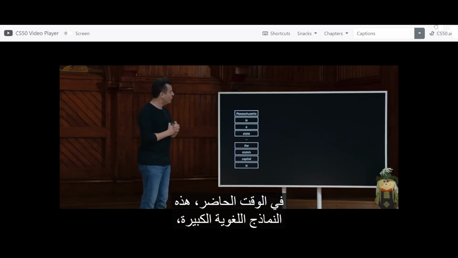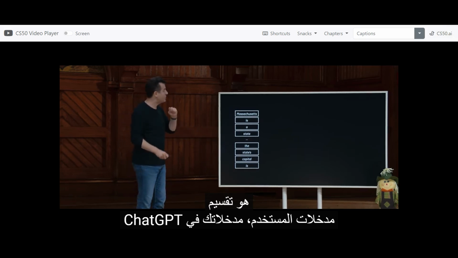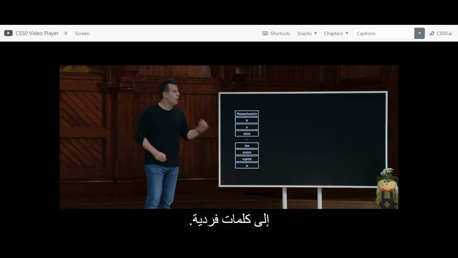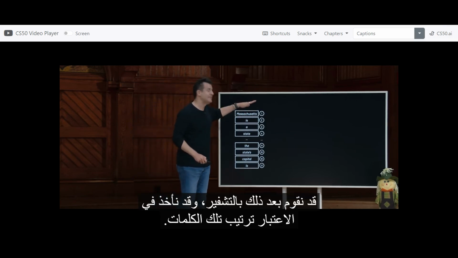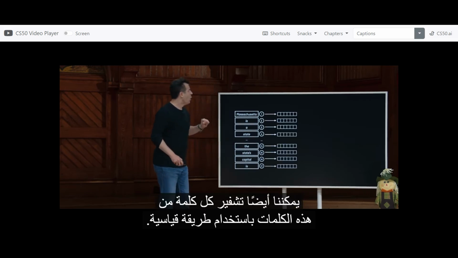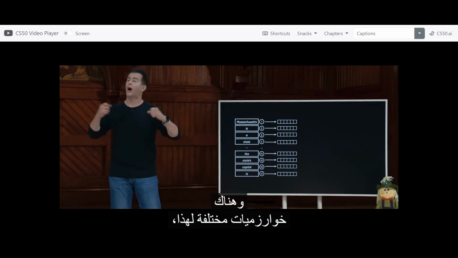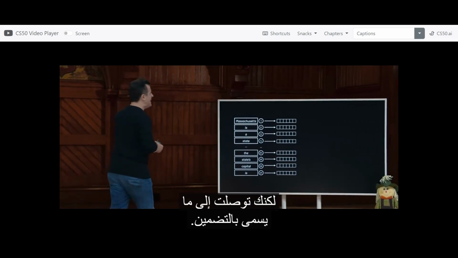what an artificial intelligence nowadays, these large language models might do, is sort of break down the user's input, your input into ChatGPT, into the individual words. We might then take into account the order of those words. Massachusetts is first, is last. We might further encode each of those words using a standard way. And there's different algorithms for this, but you come up with what are called embeddings.